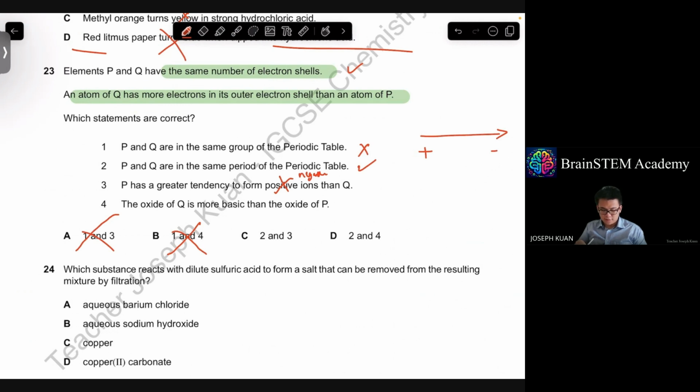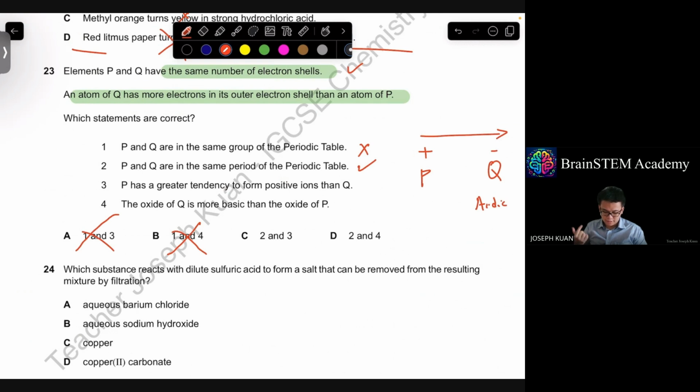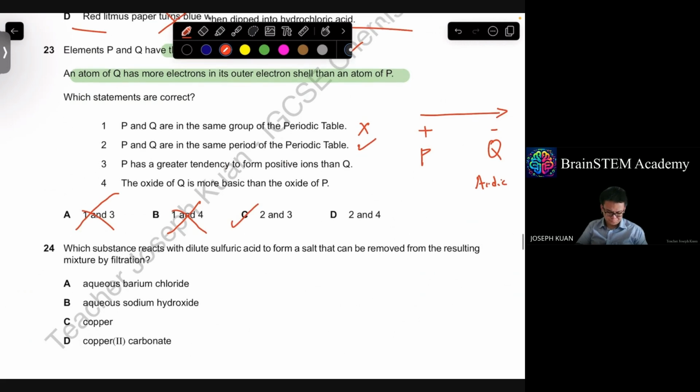And then the oxides of Q are more... Wait a minute. Oh, sorry, I misread the question. Q is on the right, so Q should form acidic oxides. The ones on the right form negative ions, they form acidic oxides. The ones on the left form positive ions and they are more basic. So answer is C. 23 is C.